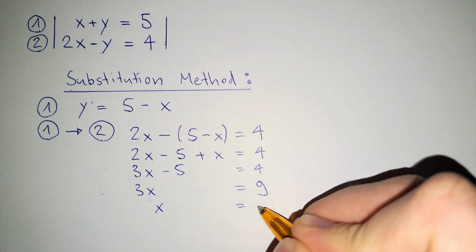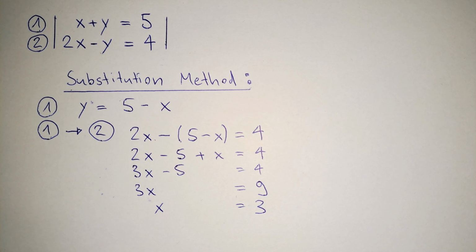Now we add 5 on both sides. So 3x is equal to 9. And now divide by 3. So x is equal to 3. Lastly, we substitute x is equal to 3 back into y is equal to 5 minus x. So y is equal to 5 minus 3, which means y is equal to 2. So the solution to the system (x, y) is equal to (3, 2).